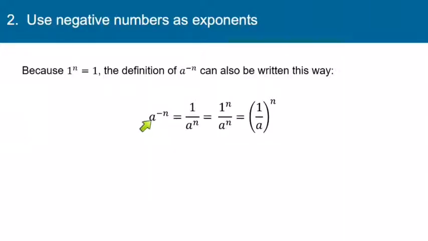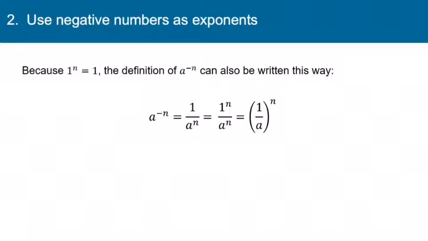The negative exponent rule can also be written a different way, so let me show you that. If you start with a to the negative n, we already know that this can be written as 1 over a to the positive n. But notice that 1 raised to any power is still going to be 1. So if we have 1 over a to the positive n, that can also be written as 1 to the n over a to the n.